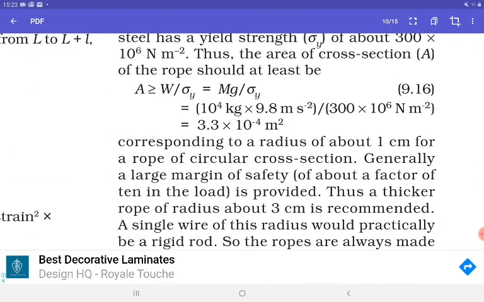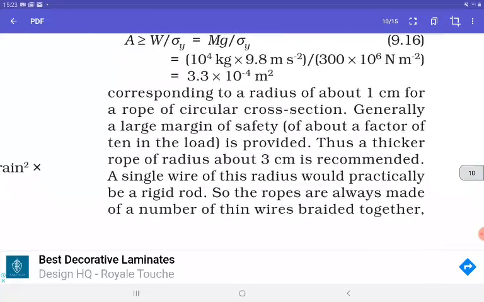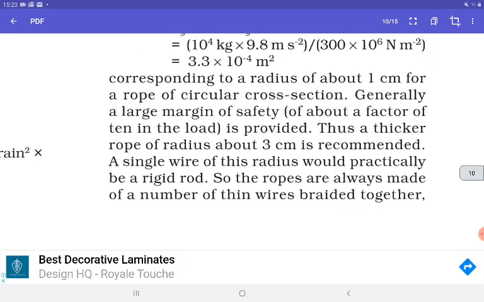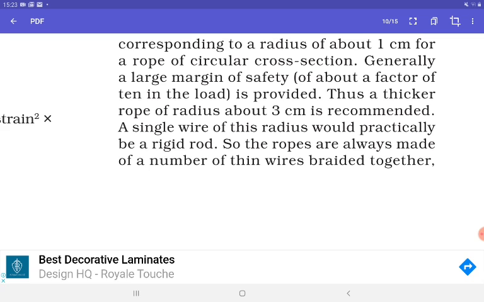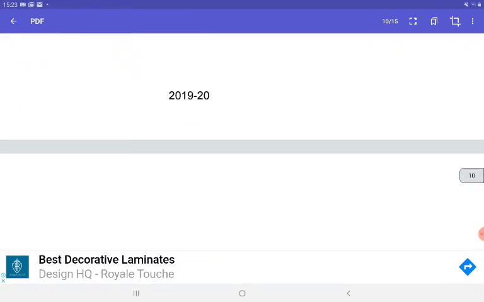Corresponding to a radius of about 1 centimeter for a rope of circular cross section, generally a large margin of safety is provided. Thus, a rope of radius about 3 centimeter is recommended. A single wire of this radius would practically be a rigid rod. So the ropes are always made of a number of thin wires braided together.